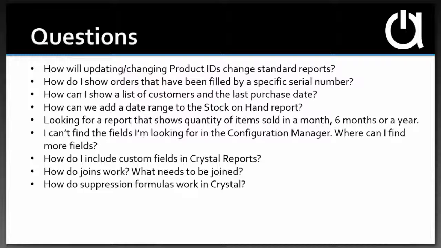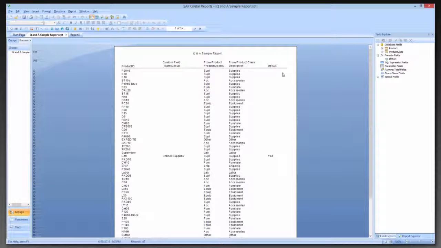So here's a report that I threw together to show some of these examples. We're going to build this here on the fly as well. I just wanted to have this open so that we could see what we're shooting for. We're going to pull in our product, pull in the custom field value, and then get the product class description, and then we're going to do a little if-then-else formula, and then we're going to suppress some information just because we don't want to see it in the report. We don't ever want to see it in this report, so let's just tell Crystal from the get-go that we don't want to see it.